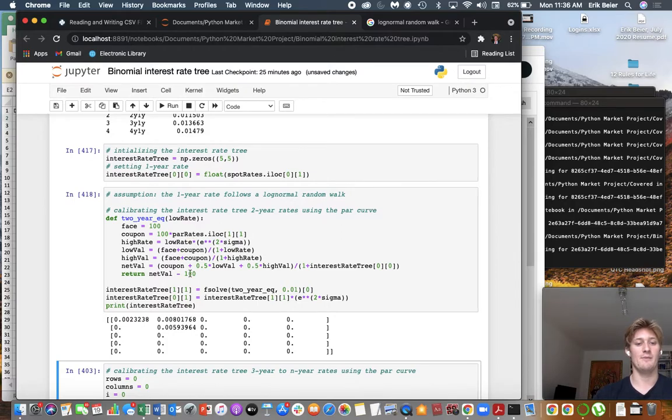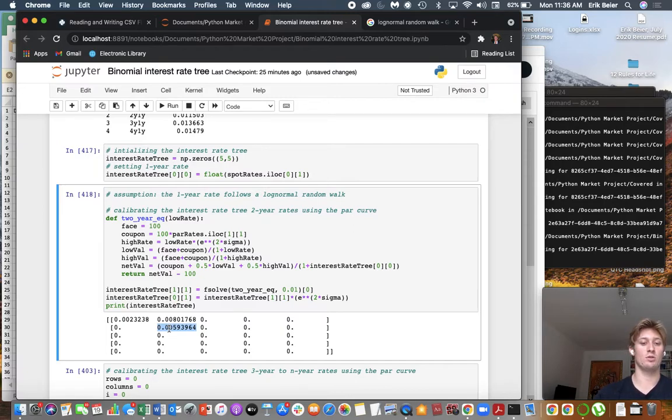And so here we can see explicitly the equation that I'm using to calculate the different possibilities of interest rates. Recall that we're assuming that the 1-year rate follows a log normal random walk. What that means is that the lower rate is equal to the upper rate divided by e to the power 2 sigma. And recall that we assumed sigma. We can infer sigma using historical interest rates, or we can look at the implied volatility in the derivatives market.